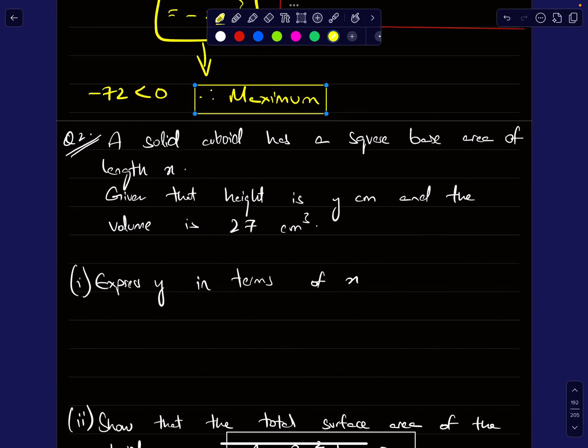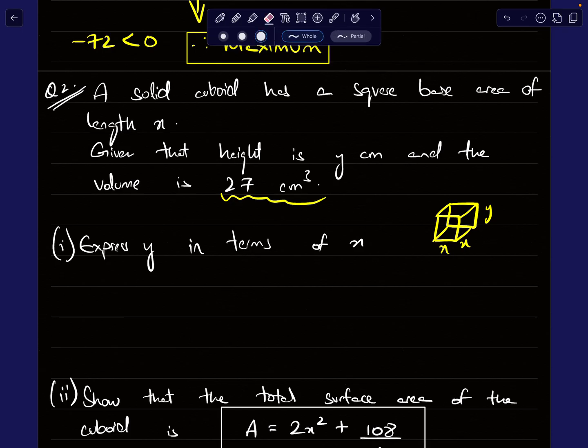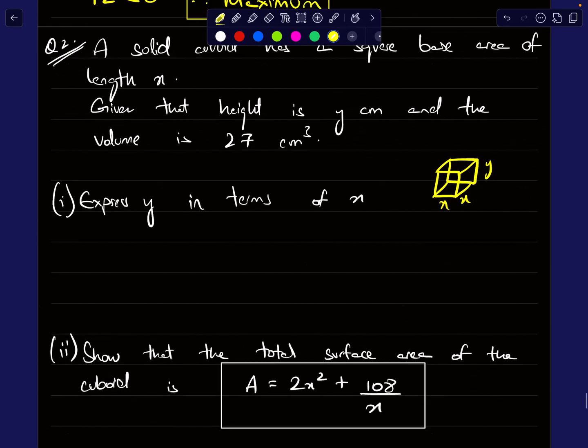Moving on, our second question. A solid cuboid has a square base area of length x. So we have x by x by x. Given that the height is y centimeters and the volume is 27 centimeter cube, express y in terms of x.